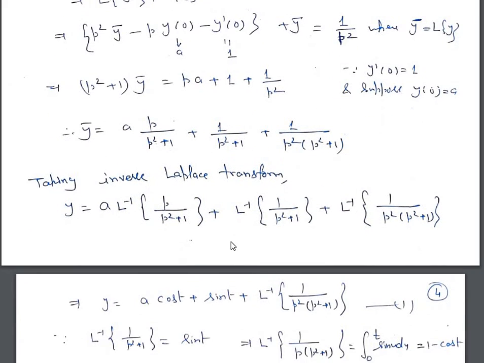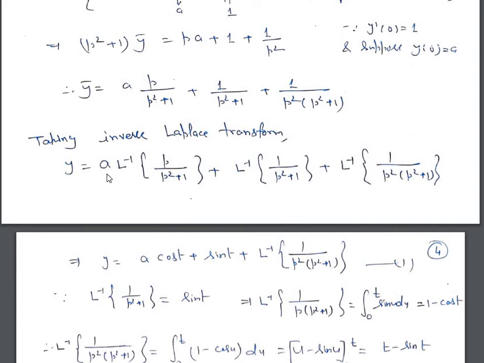So now take inverse Laplace transform. We have y is equal to a into L inverse of p upon p square plus 1, plus L inverse of 1 upon p square plus 1, plus L inverse of 1 upon p square into p square plus 1. Now L inverse of p upon p square plus 1 is cos t. L inverse of 1 upon p square plus 1 is sin t. So therefore we have y is equal to a cos t plus sin t plus L inverse of 1 upon p square into p square plus 1.